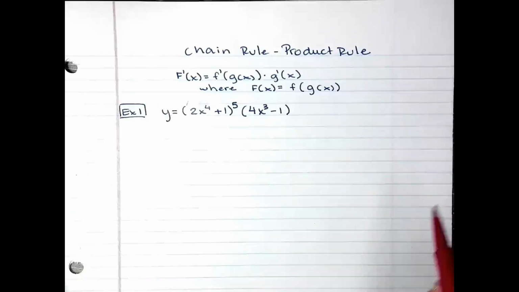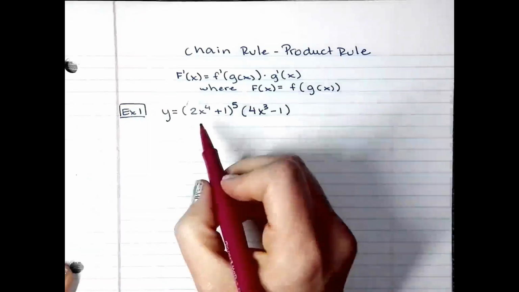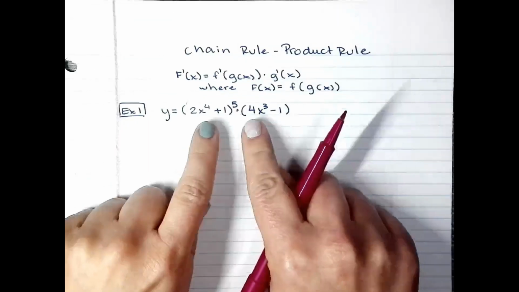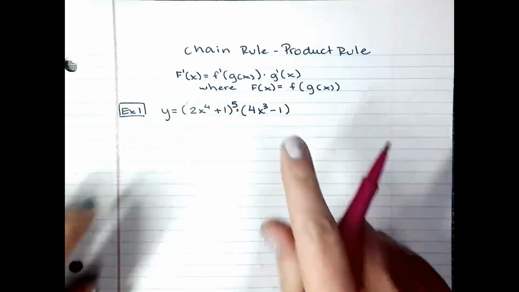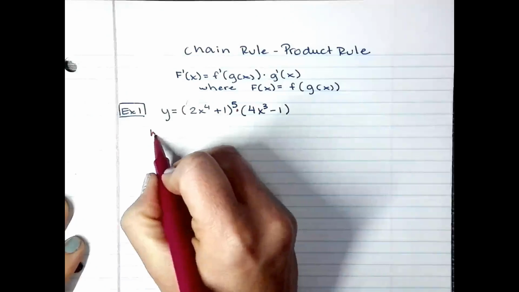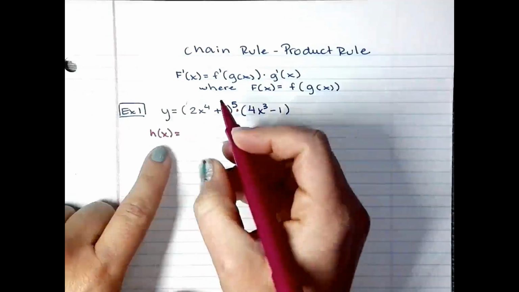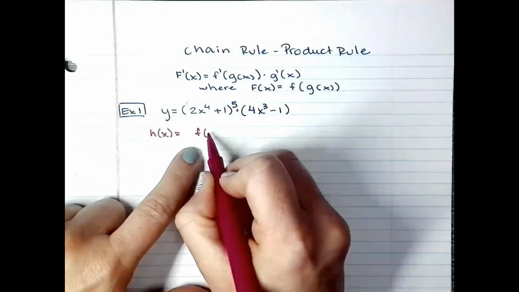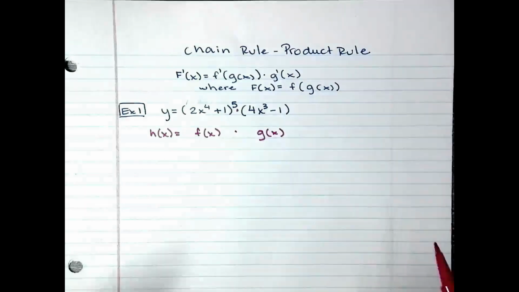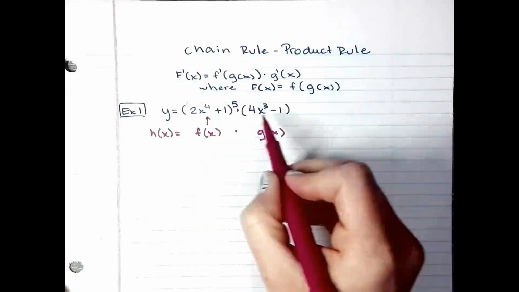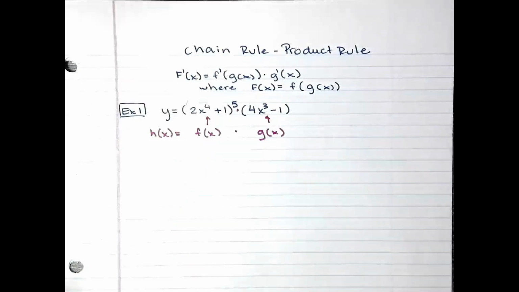Before I start anything, I want to break that apart, and I'm going to look at this as a product. So I have this one function times this other function. So let's say that I have h of x, and then this one is f of x, and this one is g of x. Okay, it's just so we can label the stuff before we start doing anything.